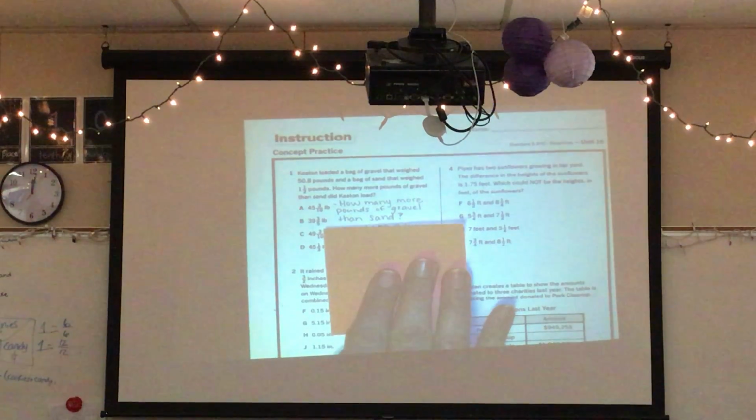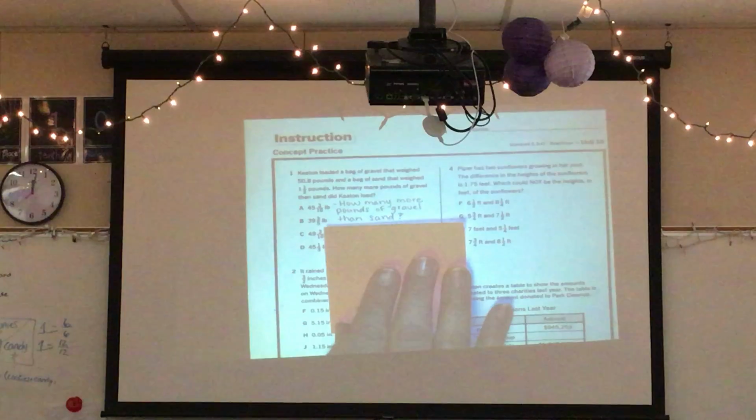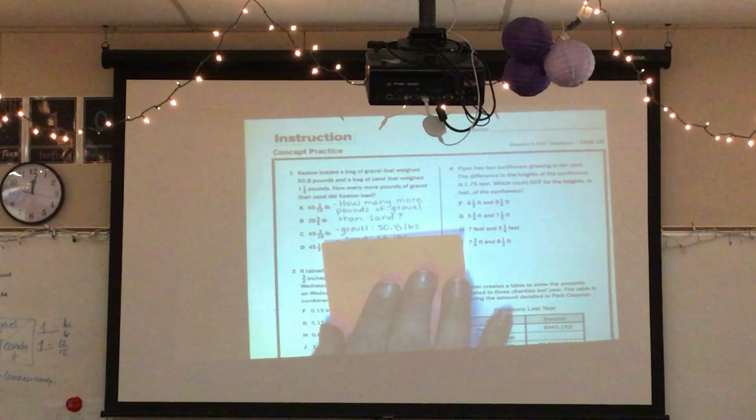The gravel was 50 and 8/10 pounds. Very good. What else? There's a bag of sand that weighs 1 1/2 pounds. Very good. So what expression am I going to use to solve this?